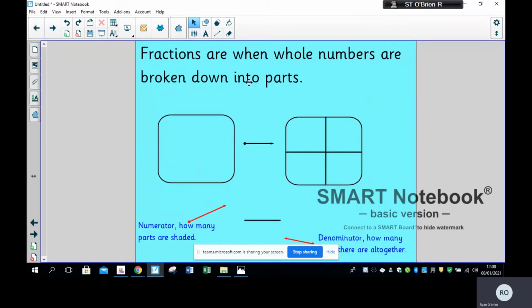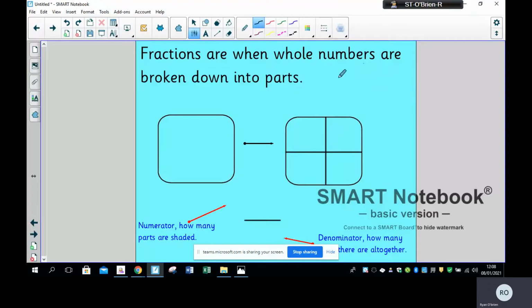A fraction is when a whole number is broken down into parts. A whole number could be 1. 1 is a whole number. Oh my word, Mr. O'Brien can't write ones. So 1 is a whole number. 2 is a whole number. 3 is a whole number. 4 is a whole number. When we break these down into parts, that's when we get fractions.